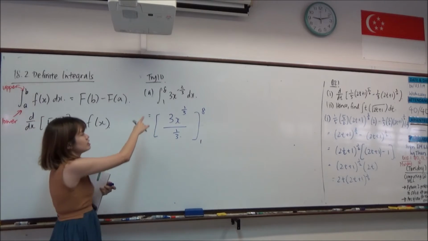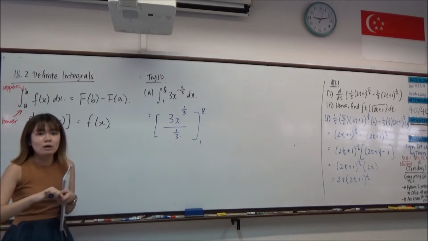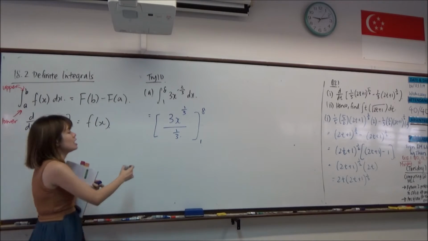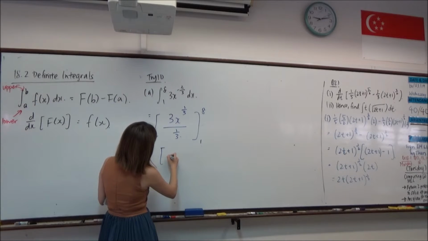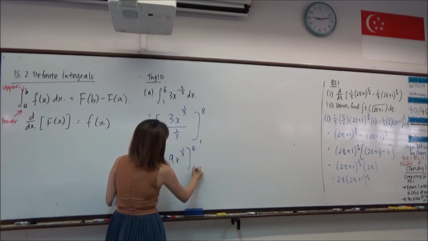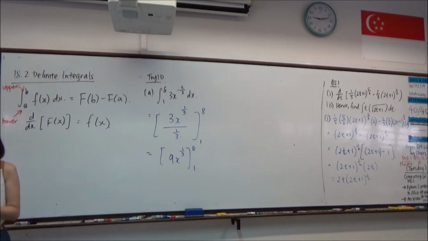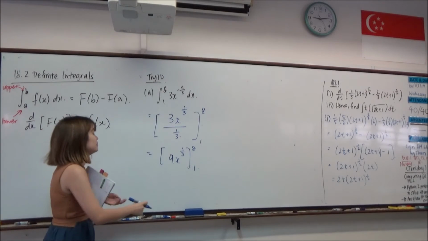After you integrate, the function is written over here. Make sure you place the upper and lower boundaries. Then after that, you could simplify this first, so we will be getting 9x to the power 1/3, 8 and 1. Take note that we are strictly only using square brackets. We do not use round brackets, neither do we use curly brackets. Only square brackets should be used.